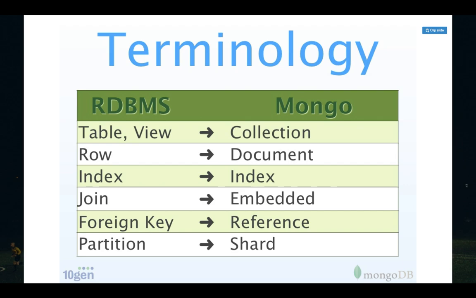If you're coming from RDBMS kinds of databases like Oracle, SQL Server, MySQL, Postgres, then you are familiar with terms like table, view, row, index, join, foreign key, partition key. On MongoDB, the table is called a collection. A row in a table is called a document. Index is also index here.